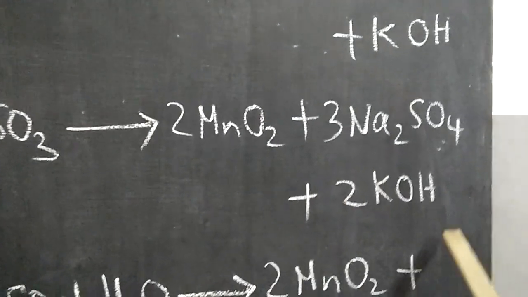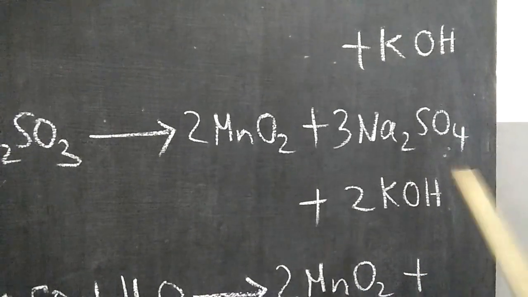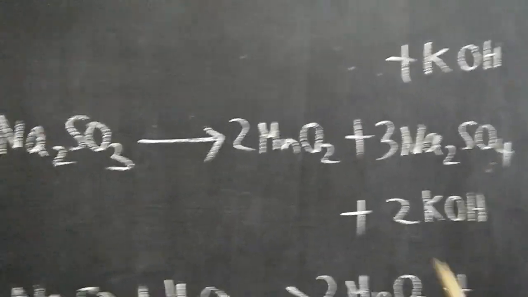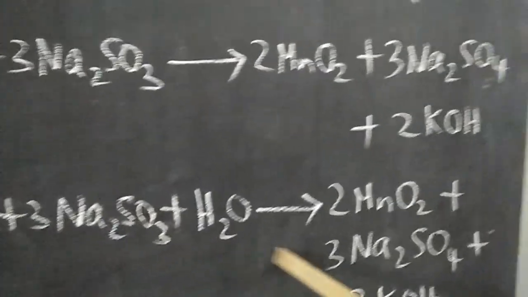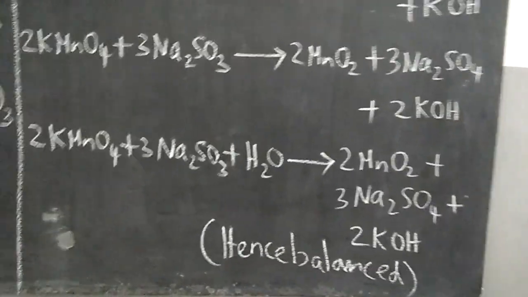Similarly, 2 hydrogen had to be balanced. 2 hydrogen and 1 oxygen give water. That should be added on the reactant side. So we have added 1 molecule of water on the reactant side. So finally, the whole equation is balanced.